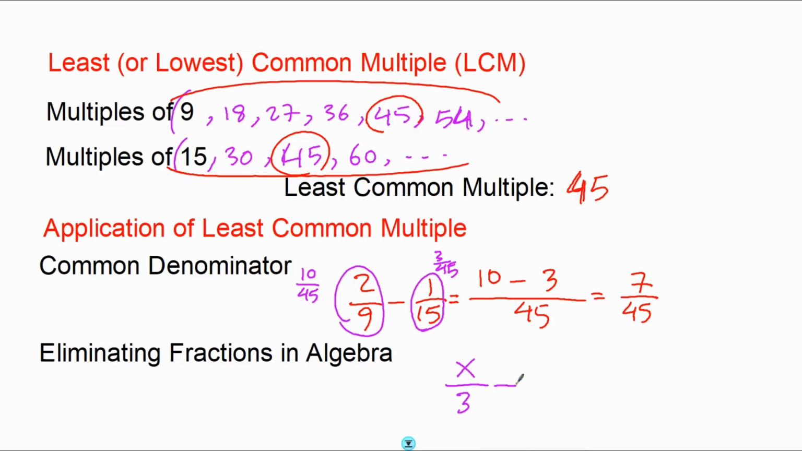minus, basically x divided by 3 minus x minus 1 divided by 5 equals 1. So the example is to solve this.